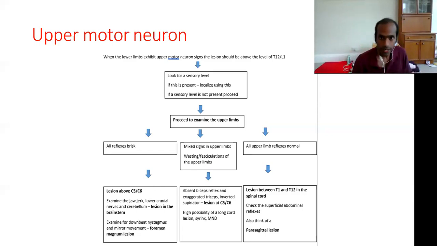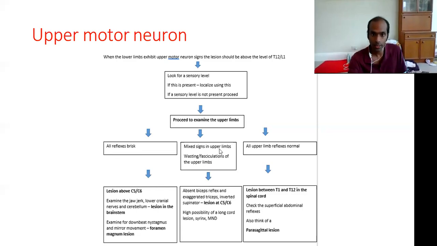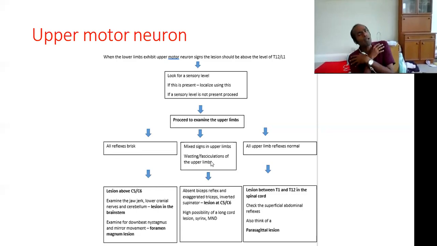The third point is this one in the middle. You examine the upper limb reflexes and you get a very specific pattern. C5 C6 is absent. Triceps is brisk.